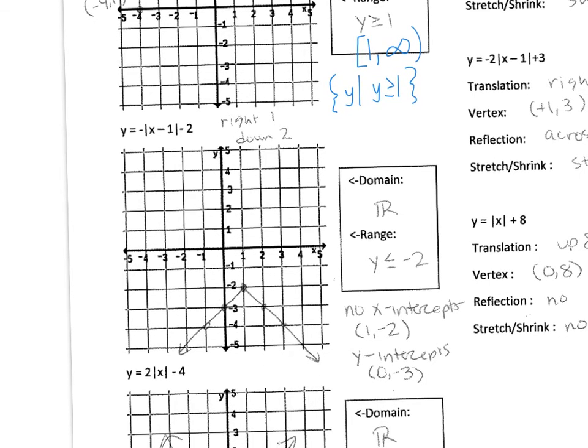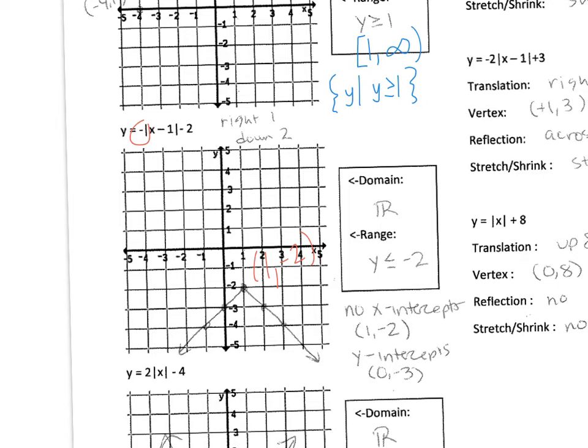Okay, then the second one. This is, again, absolute value, so we know it's going to make a V. It's reflected across the x-axis because this is a negative. And then the vertex is +1, -2. So I'm going to label that. The vertex is +1, -2. And then it's opening down, and the slope is 1.